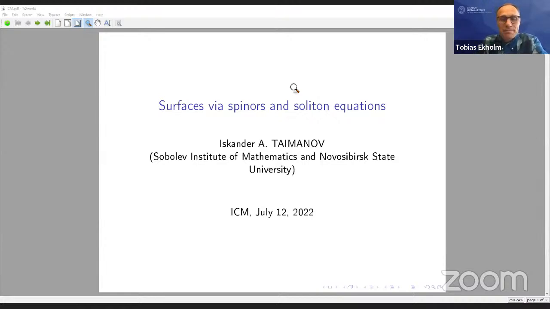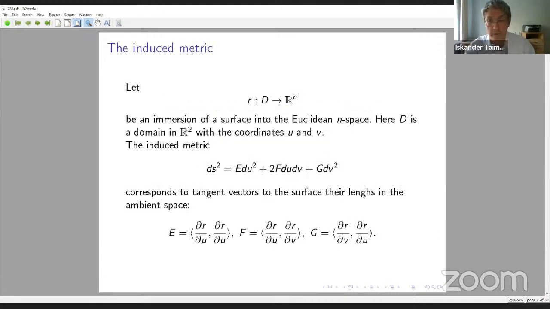Please go ahead. Okay, I would like to speak on the subject which lies on the border of surface theory and integrable systems of mathematical physics. First, I will start with the classical definition of the first fundamental form of the induced metric of a surface immersed into Euclidean n-space.